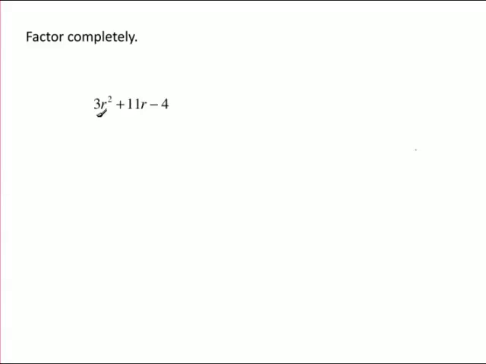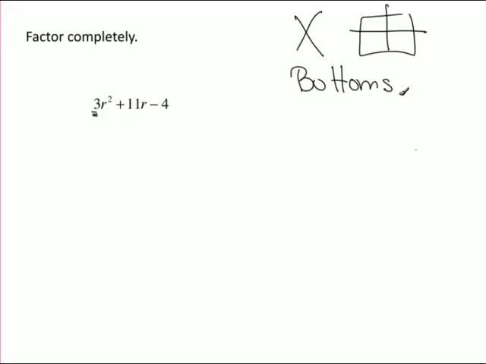This trinomial requires a little bit more work when we need to factor it, because we have a coefficient of 3 here. If we recall, if we have a coefficient of 1, we can just use the x puzzle. But because we have this 3 here, we need to use either an x box, and I'll show you how to do that in a bit, or we can use a method called bottoms up.